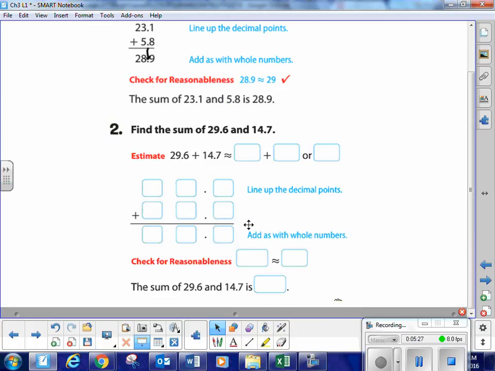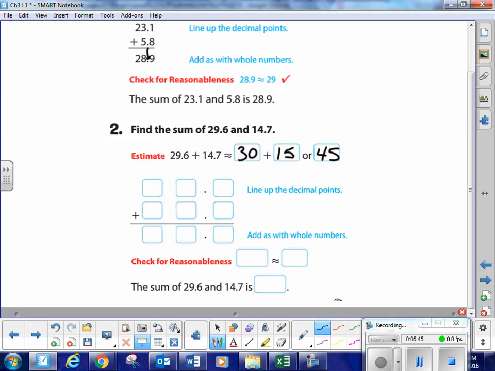Okay. All right. So we estimate 29.6. 6 is 5 or more, so we round it up to 30. 14.7 is rounded up to 15. We add the two together, we come out that it's 45. Okay, so now we're ready to go on to the problem.